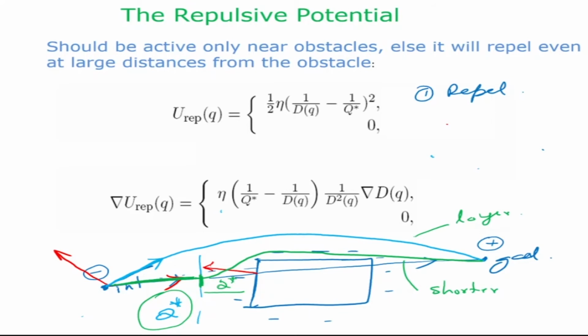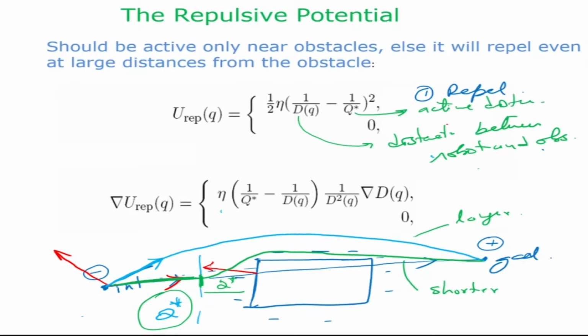Okay, now what should be the repulsive potential? So we are saying the repulsive potential is half zeta 1 by d, where d is the distance between robot and obstacle, and q star is the distance, effective distance or active distance. So when this robot comes within the distance q star, only then this is active, otherwise this force is inactive. Okay, so if this is my potential, 1 by d minus 1 by d star squared, this is the potential function I'm using.